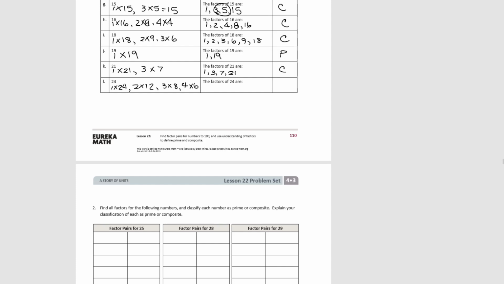Nothing times 7. We've used 8. Nothing times 9, 10, 11. We've used 12. So we're halfway through. So that's all of our factors. So we have in order 1, 2, 3, 4, 6, 8, 12, and 24. So definitely a composite number.